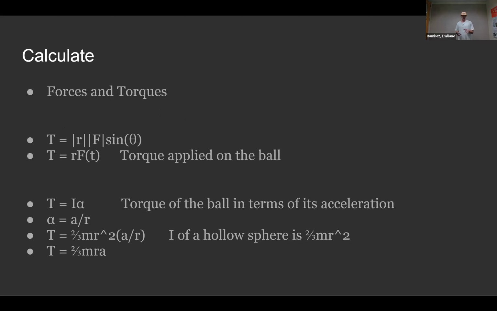So I summed up two different torque equations here for our small ball. I used torque equals R cross F, and I simplified that to RF sine theta, and that simplified more to RF because our angle here is 90 degrees. I also wanted to relate this to the acceleration, the force applied by the force of gravity on the ball. So I made a torque equation for I alpha on the ball as well. And the I of a hollow sphere is 2/3 mr squared.